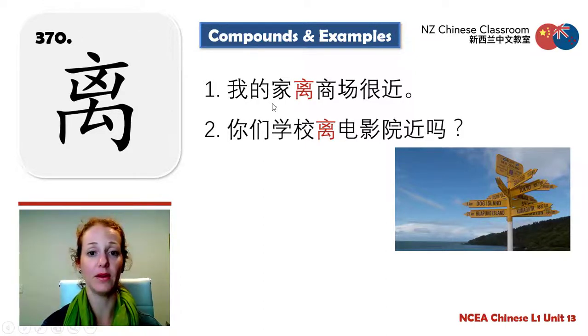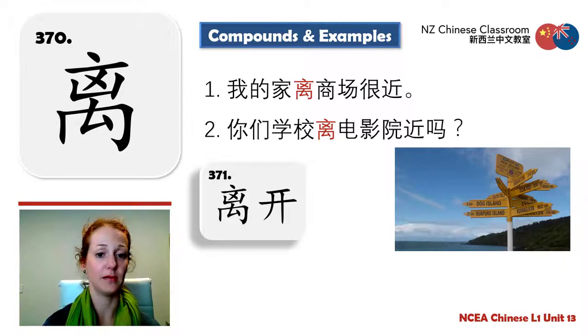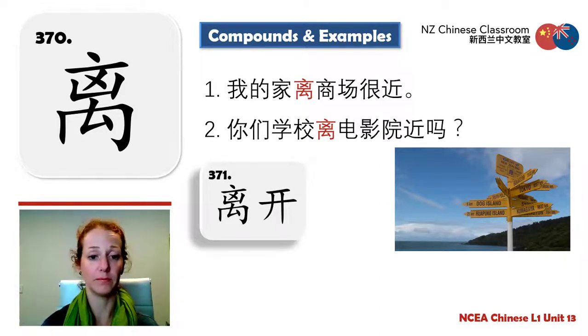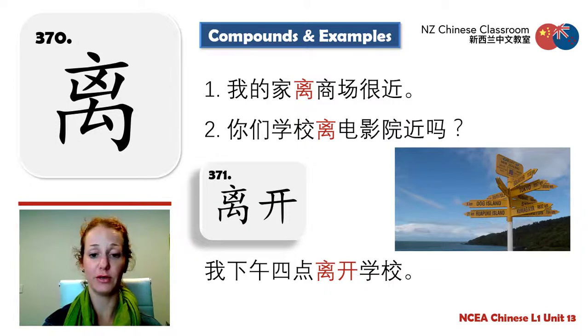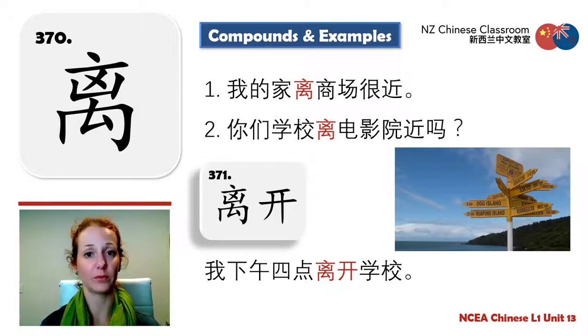So 离，你们学校离电影院近吗？ Is your school from the movie theatre close? So in normal English you could say, is your school close to the movie theatre? Okay. 离开, to leave, to go out from. 我下午4点离开学校. So in the afternoon at 4 o'clock I left school, went out from school.